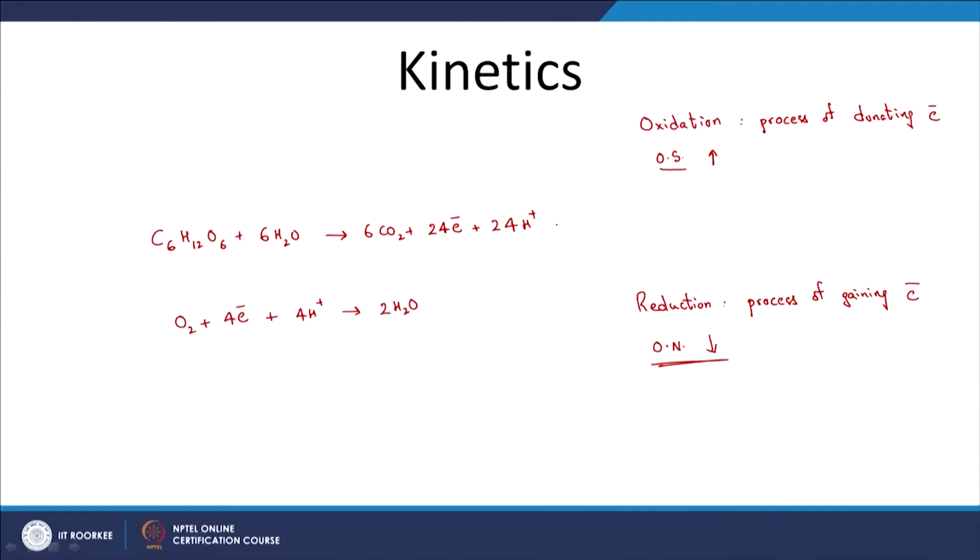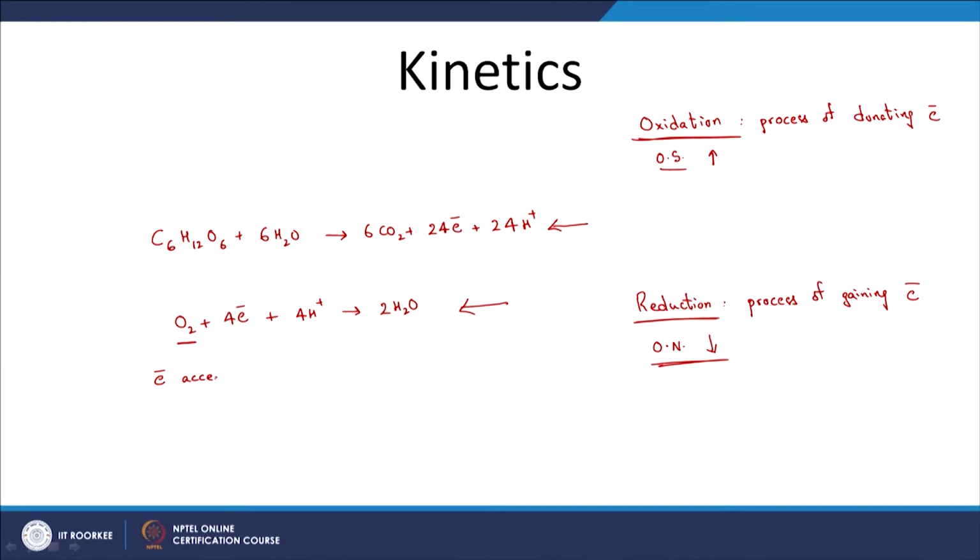Here we have two examples. One is the process of donating the electron, so this would be the relevant example for oxidation, and this particular half reaction is where we have the process of accepting the relevant electrons. So that would be the example for reduction. Here we have glucose being oxidized by oxygen.